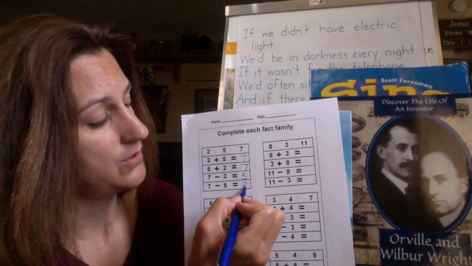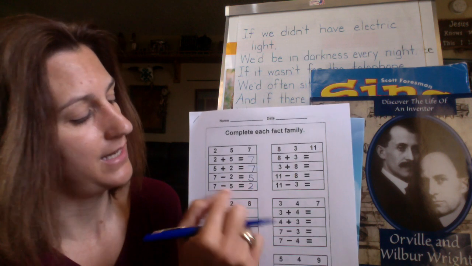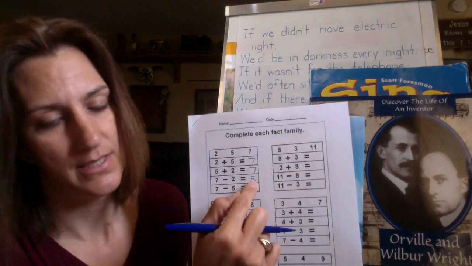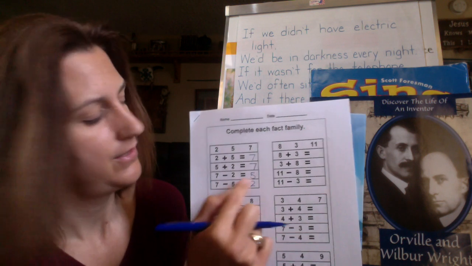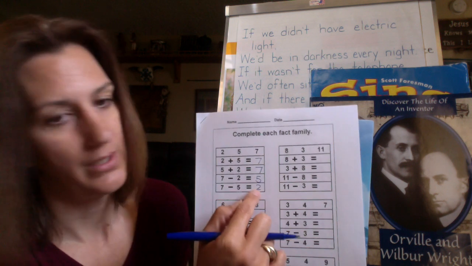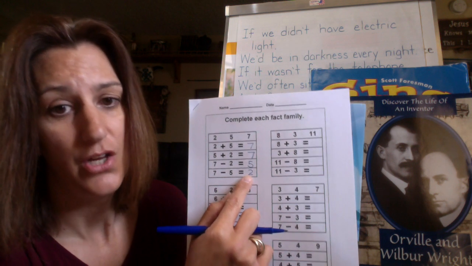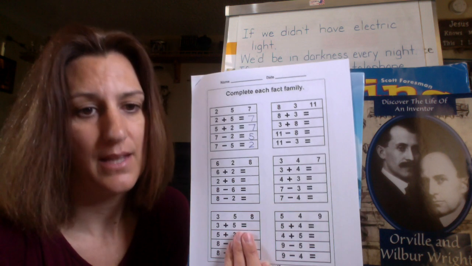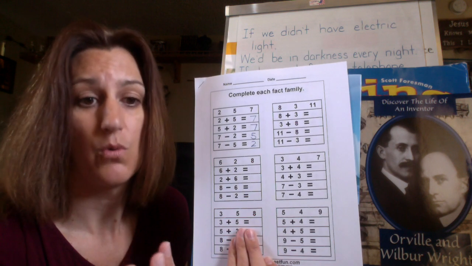The other thing I can do is just look, what 2 numbers did I not use? I used the 7, I used the 2, so obviously this is going to be 5. Here, I used the 7, I used the 5, the only number I haven't used is the 2. So remember, in fact families, you're using all the same numbers, just in different orders.